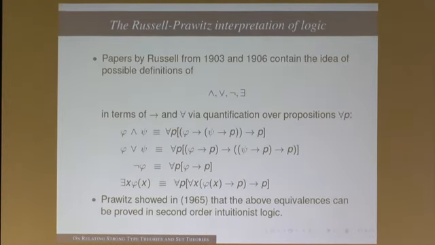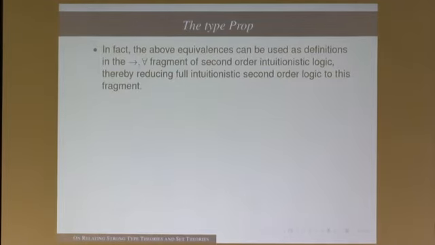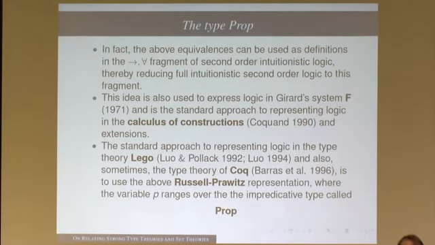In a certain sense, this means if you look at these things that you define, the connectives and, or, negation and existential quantifier, inductively, you can view this as an inductive definition. Okay, so the type Prop allows you to define these operations in terms of just the fragment arrow, for all. And this idea was used in Girard's system F and in the calculus of constructions. And it's also a standard way of representing logic in the type theory Lego and in Coq.